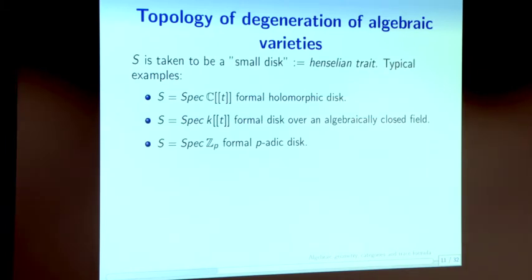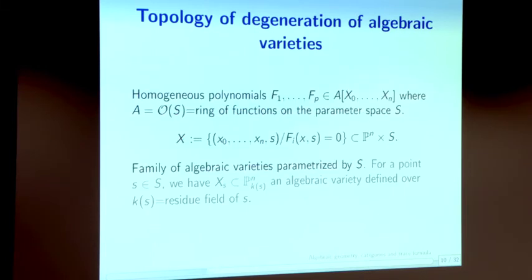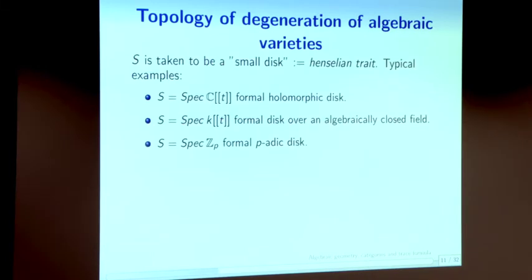Okay, these are the examples I want to consider. I want S to be something like a small disk. So the technical terminology is a Henselian trait. And the typical examples are this one. So this is my ring A, the ring of functions on S. So A can be formal power series over the complex numbers, or formal power series over a field K, but it can also be something like the p-adic integers, or a finite extension of the p-adic integers.